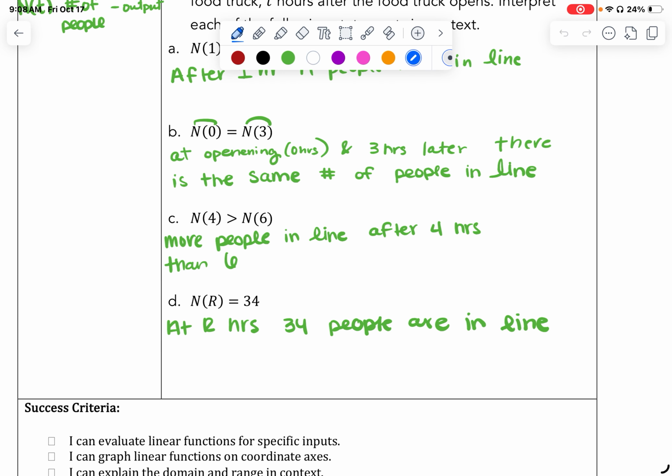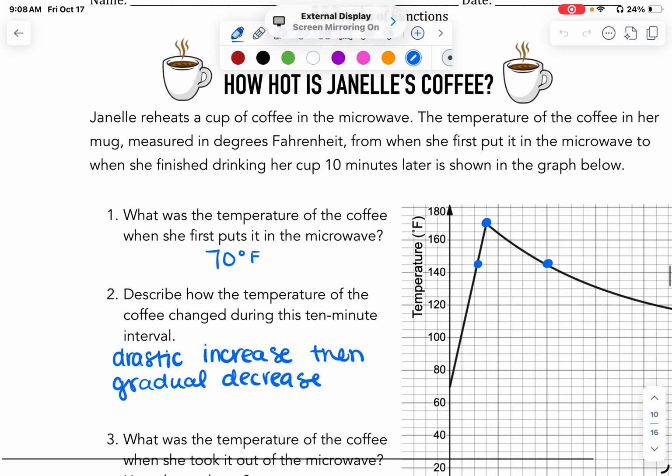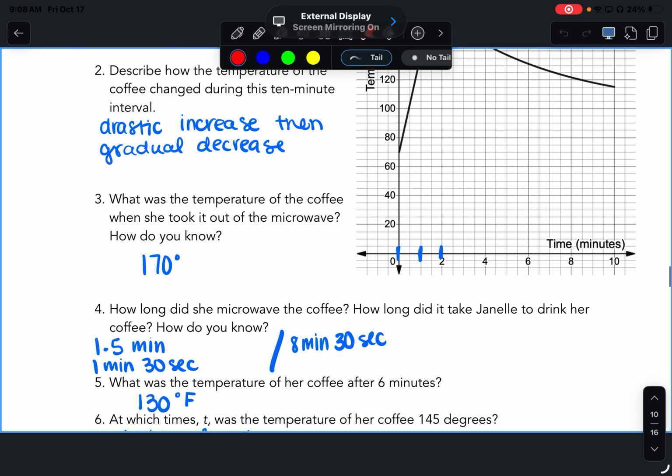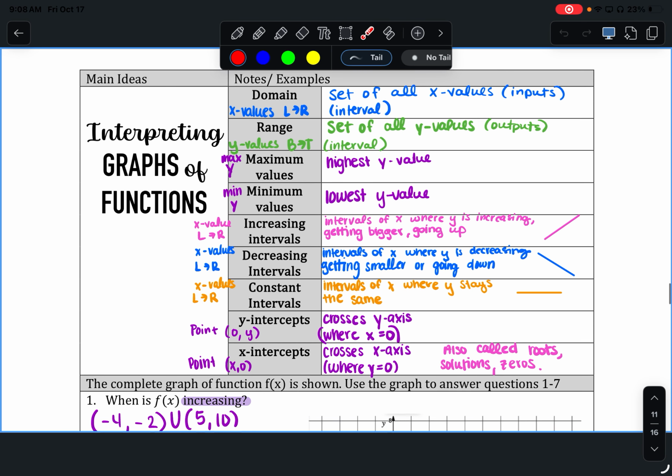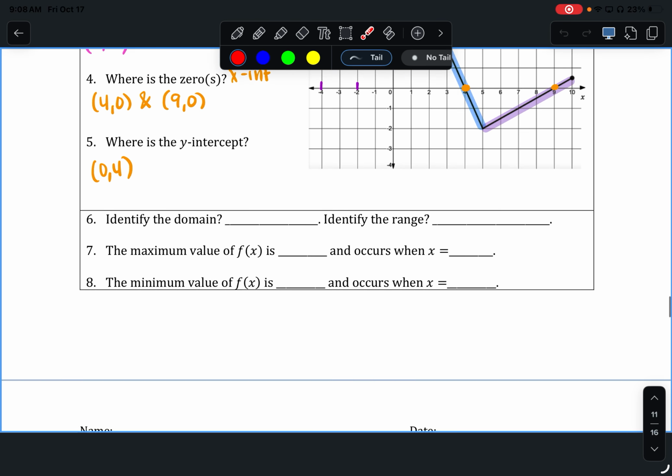So yesterday we started with analyzing graphs and finding all of the key things. We figured out where to find domain and range, which we look at our x values and y values from left to right. Maxes and mins, we just take the y. For increasing, decreasing, and constant intervals, we do an interval of x values from left to right. And intercepts, we look at a point. Okay, so those are the key things that we're going to be looking at today.